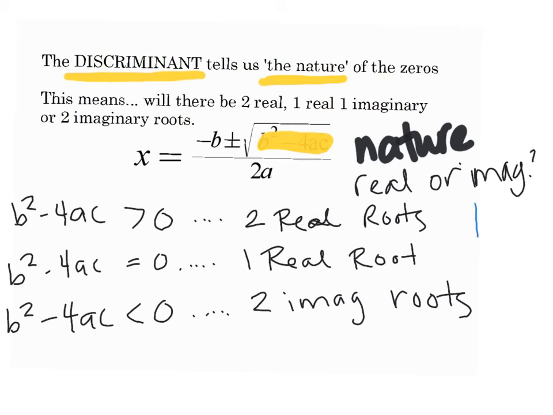So if it is greater than 0, it's going to be a parabola that hits twice, like this. If it equals 0, it's going to be a parabola that hits once, like this. Sorry, I'm running out of room. And if it's less than 0, it's going to be that parabola that hovers above or below and has no real roots, like the example we just did. So we're going to find the discriminant on the next example and see what it tells us.